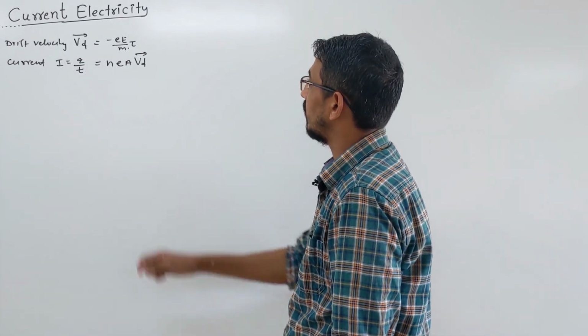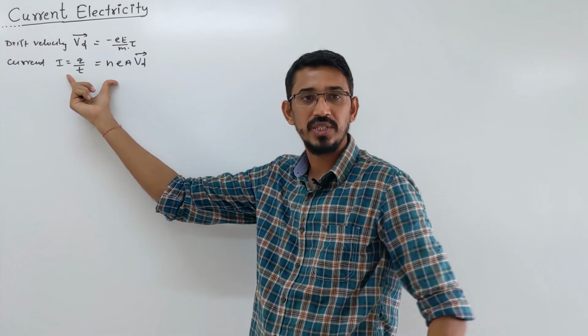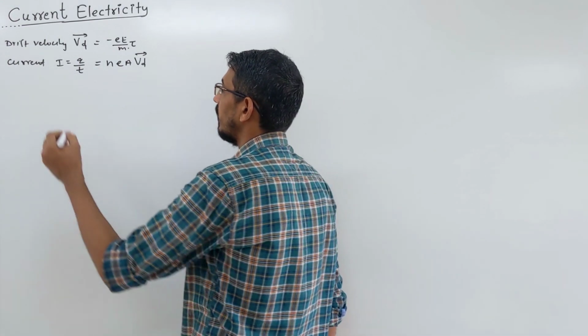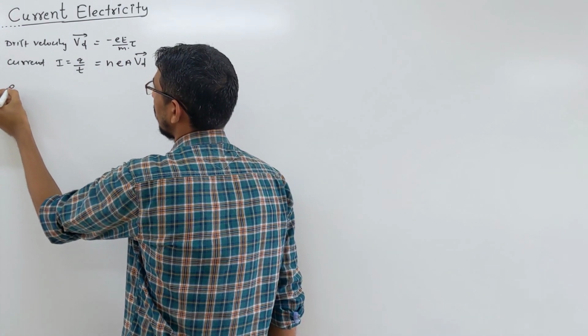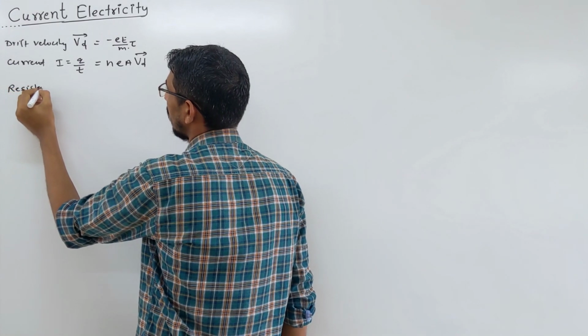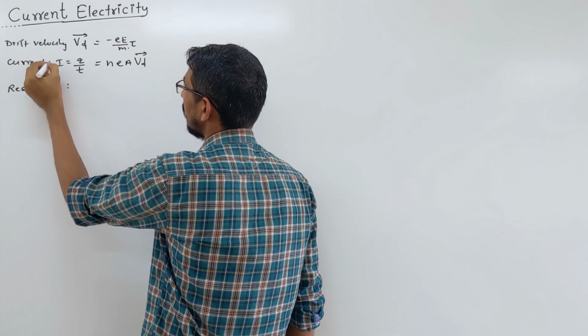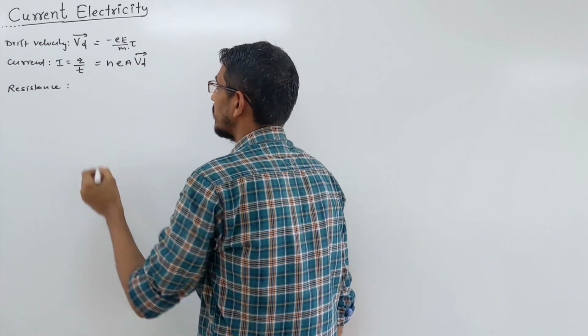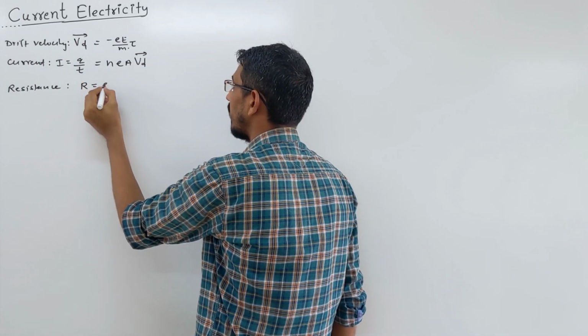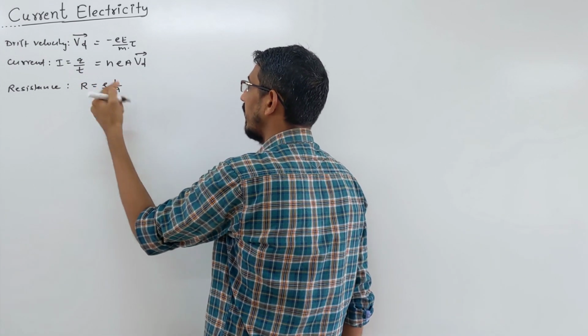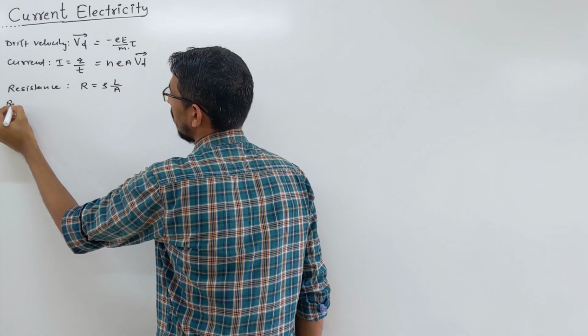And after this, from this formula only we calculated the resistance of the wire. So how did resistance come, if you remember? Resistance was, simple formula, rho L by A, we calculated. And what was rho here? Resistivity.